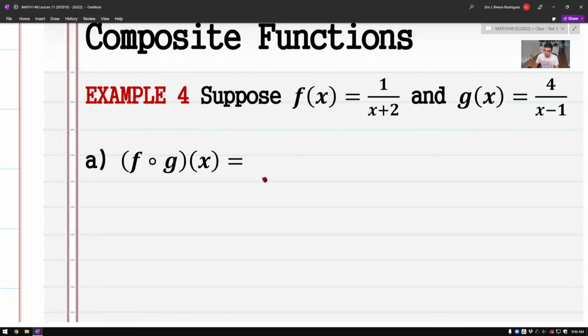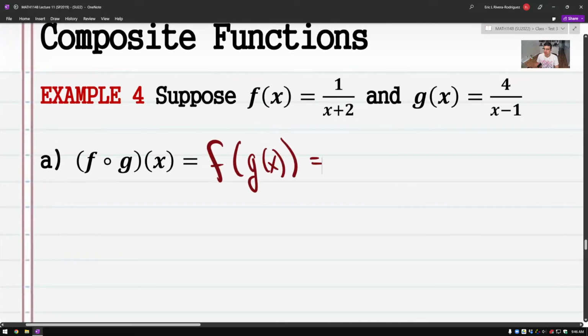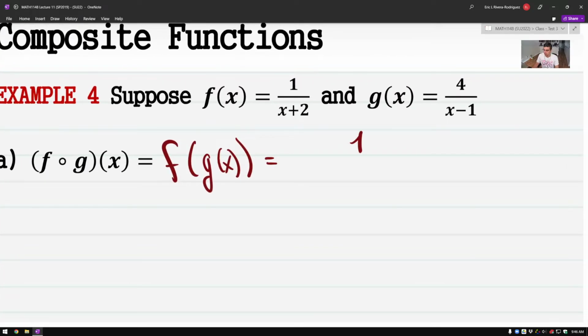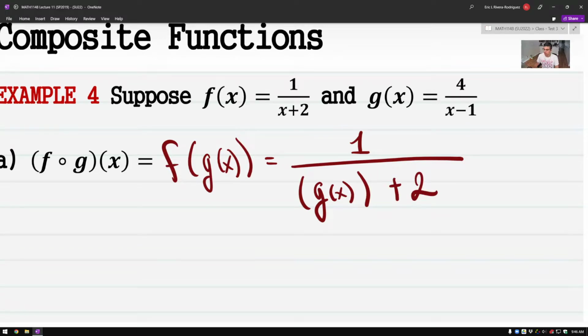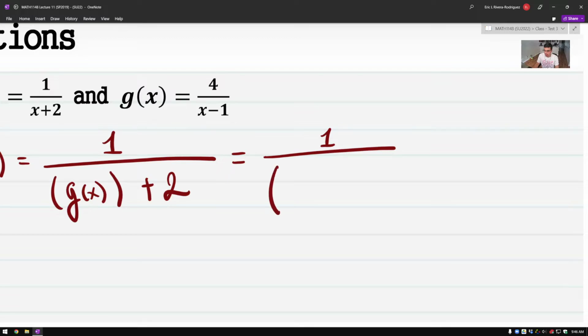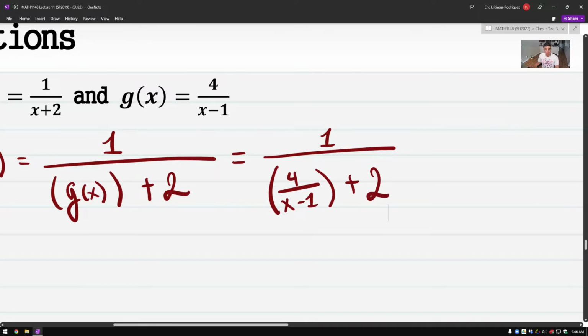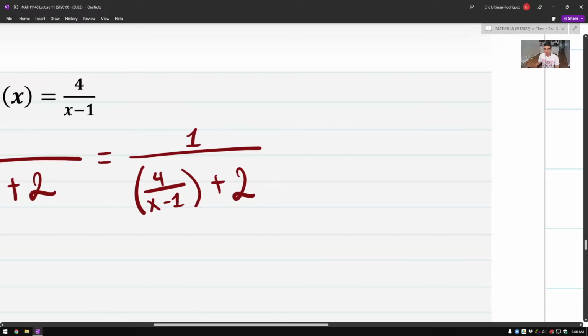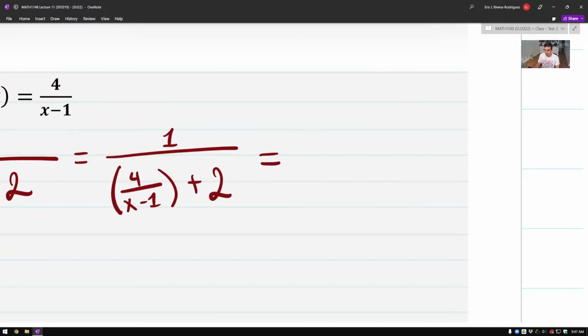So again, let's start with the definition. Then we got the equation of f, but then we're going to replace each x with g of x. Then we're going to replace g of x with the definition of g of x. And by that point, we have finished, but I want you to go further and simplify the expression. So how are we going to do this part?